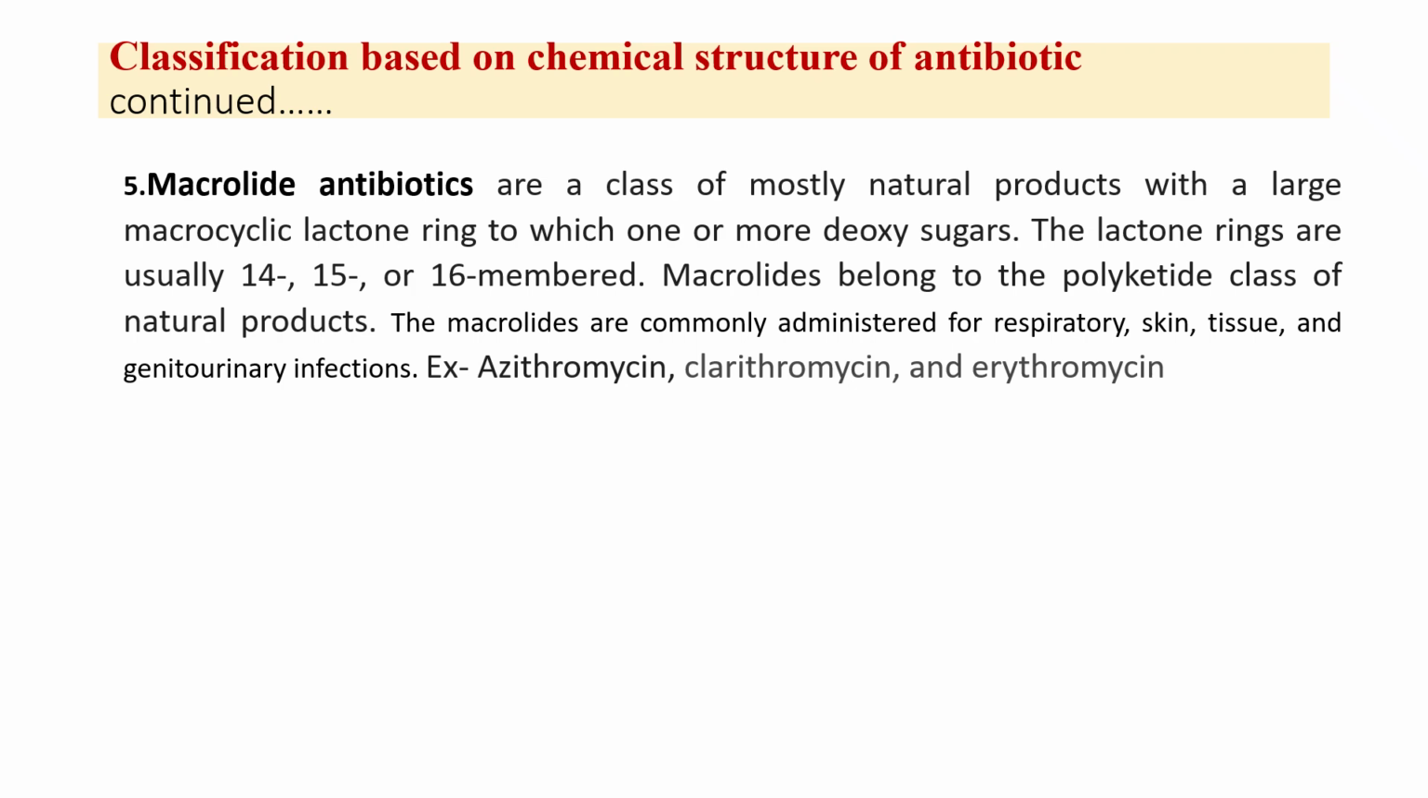Apart from the ones which we have already discussed, there is a fifth group which is known as macrolide antibiotics. These are a class of mostly natural compounds with a large macrocyclic lactone ring to which one or more deoxy sugars are attached. The lactone rings are usually 14, 15 or 16 membered. Macrolides belong to the polyketide class of natural products. The macrolides are commonly administered for respiratory, skin, tissue, and genitourinary infections. Examples are the very popular azithromycin, clarithromycin, and erythromycin.